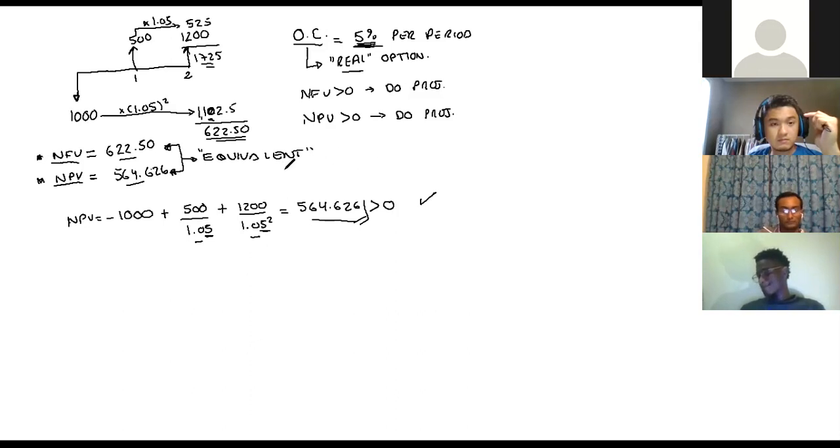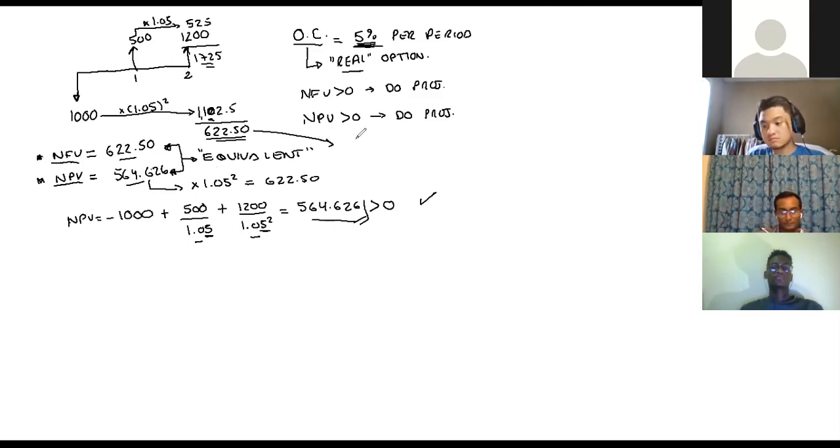How do we know that they are equivalent? Well, what we can do is we can move the net present value into the future. How do we move this one into the future? And then what do we get? You can verify that. Or what we can do is we can move this one here to the present because this is a future value. How do I move this number into the present? Simply 2 periods down, and then I obtain 564.626. You can verify that. Got it? So the concept is exactly the same.